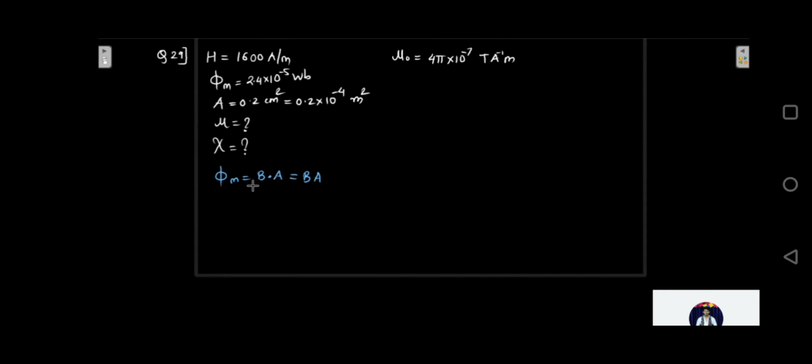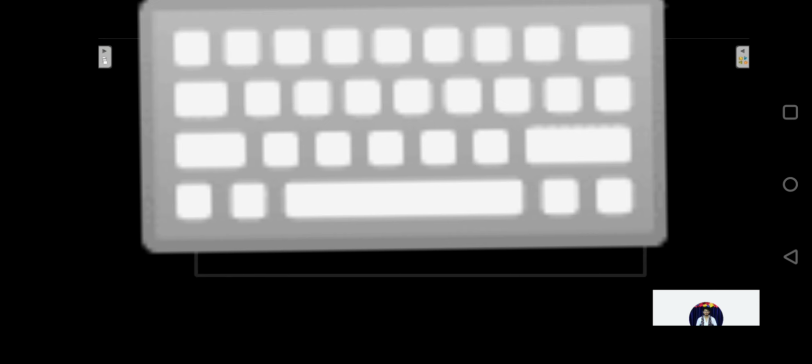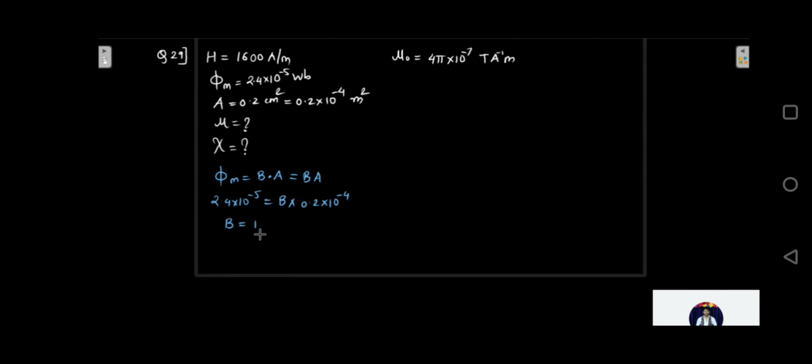So flux is known to us, that is 2.4 into 10 raised to minus 5. B we do not know, area we know, that is 0.2 into 10 raised to minus 4. So from here we can say that B will be equal to 1.2 Tesla. This is going to come to 1.2 Tesla.